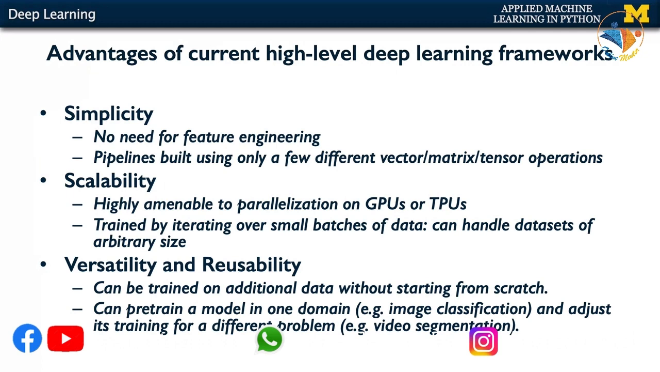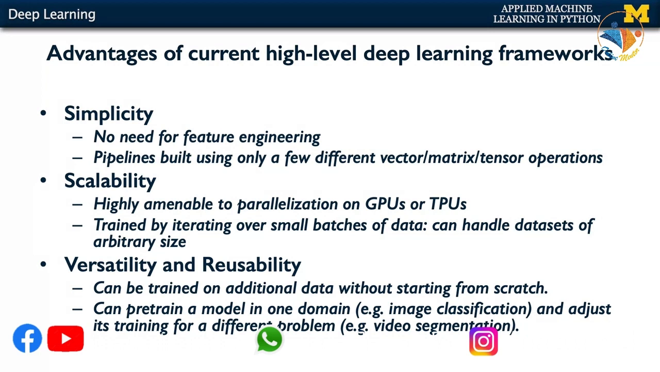So being able to develop deep learning frameworks in machine learning has multiple benefits. With deep learning, you can generate and iterate new models very quickly, and you can debug relatively easily, which is of huge importance when building effective machine learning systems. More specifically, with these high-level deep learning frameworks, you get the advantage of simplicity. With deep learning, there's no need for feature engineering. The representation learning and even the architecture iteration are done automatically. You can build pipelines using only a few different vector or matrix tensor operations.